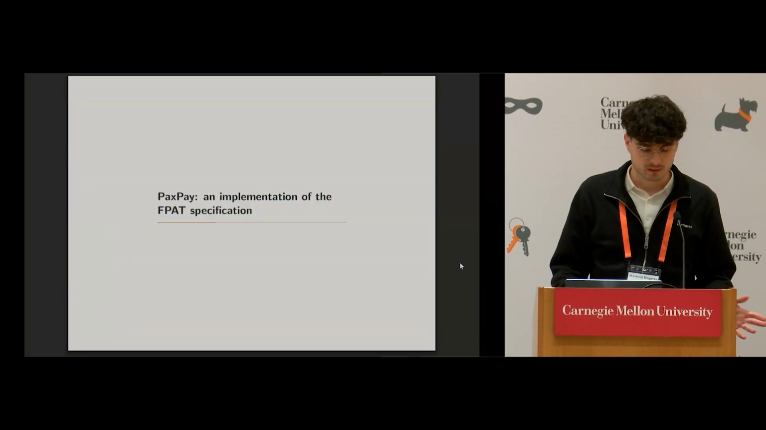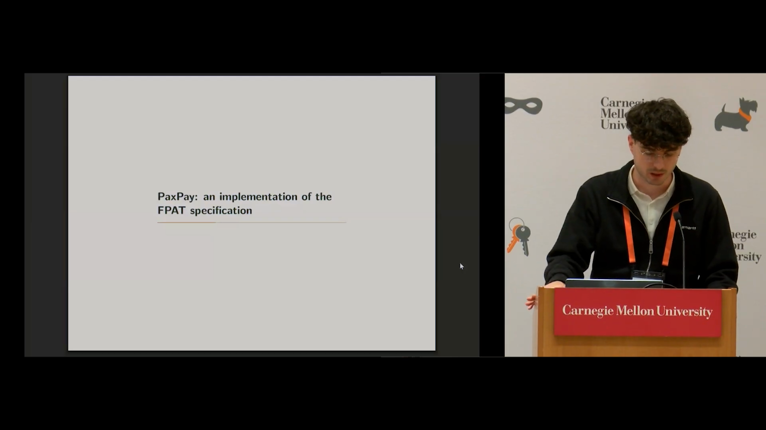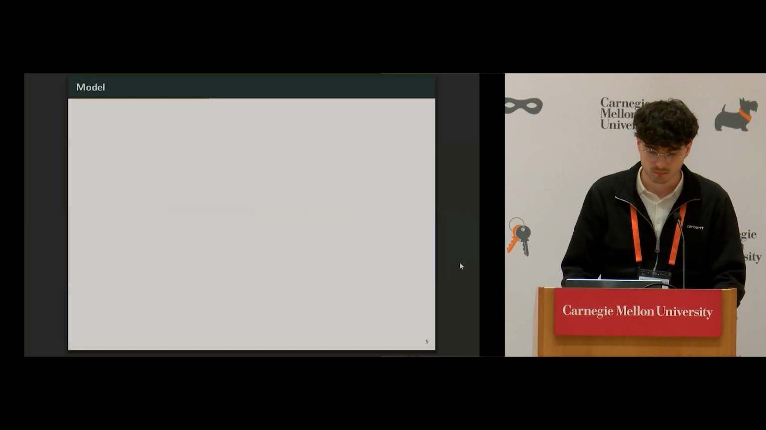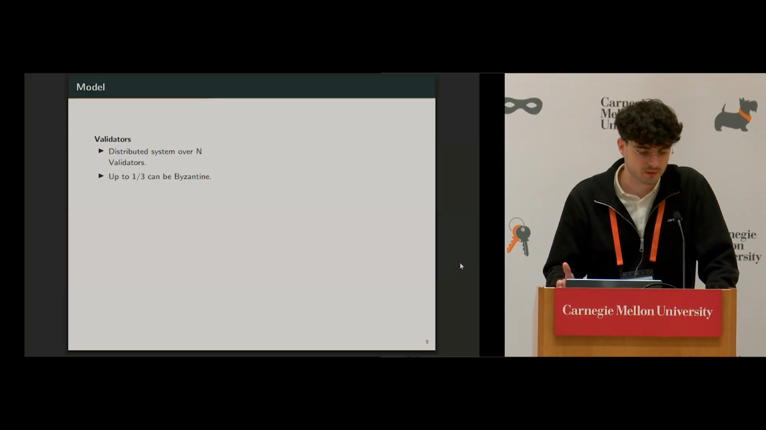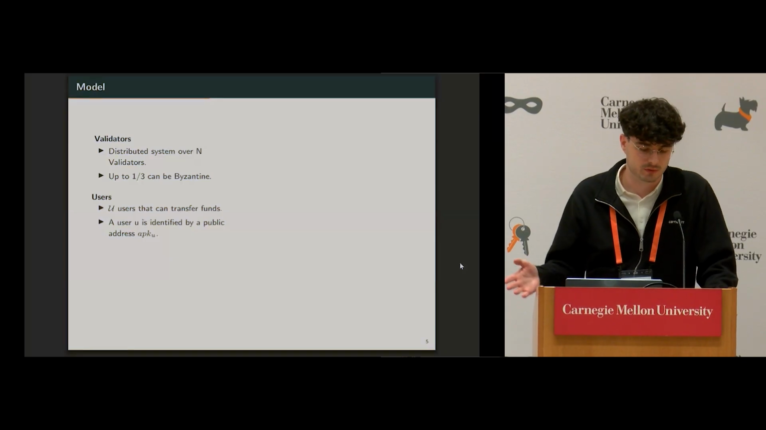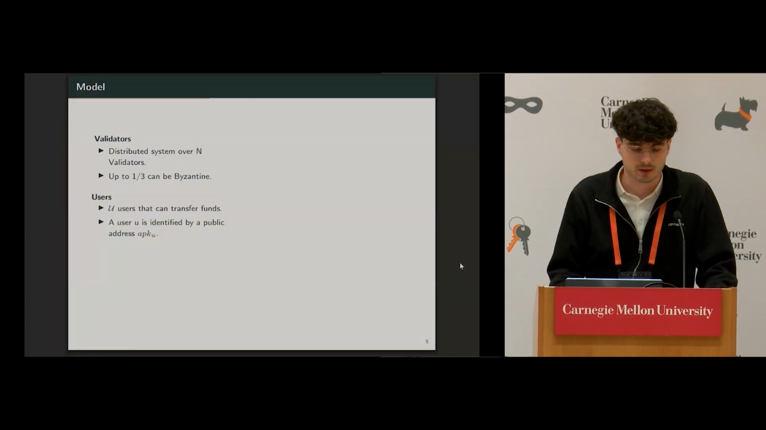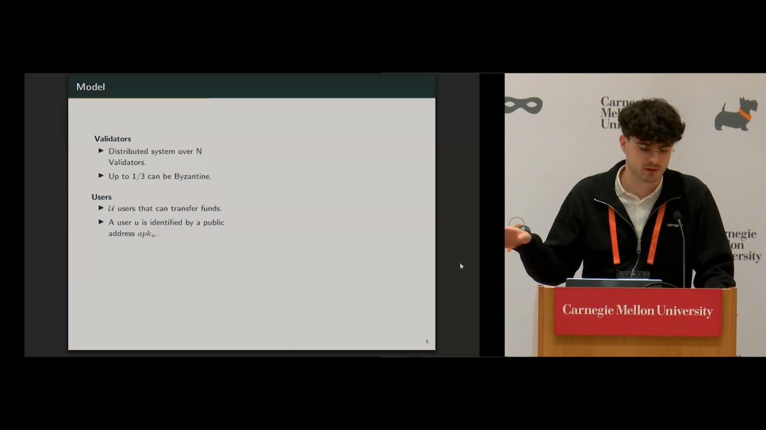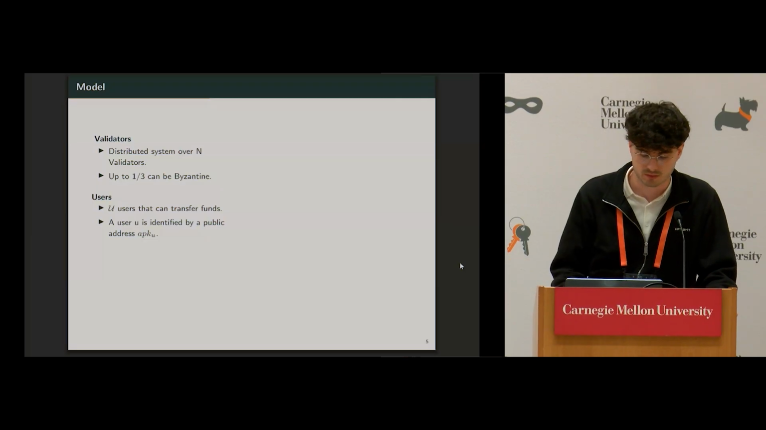So now let's talk about PaxPay, which is the implementation of this specification that we made. About the model, we have n validators, of which up to 1/3 can be Byzantine. You also have a set of users that will interact with the validators to transfer funds. Users are identified by public addresses that we denote APK_U, which is the same notation as in the Zerocash paper.